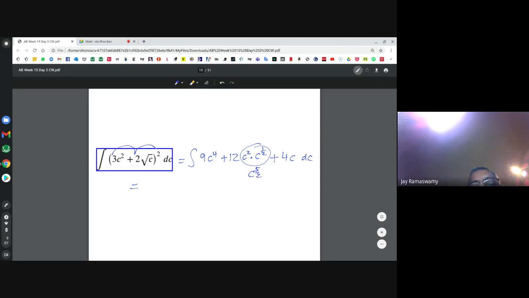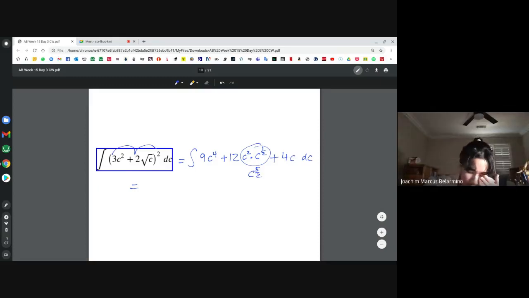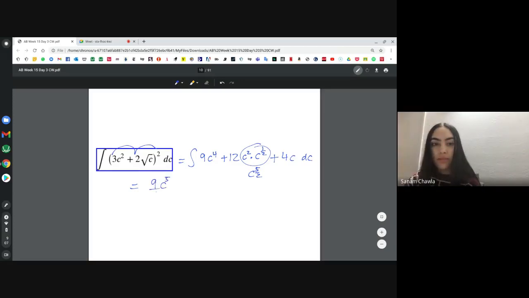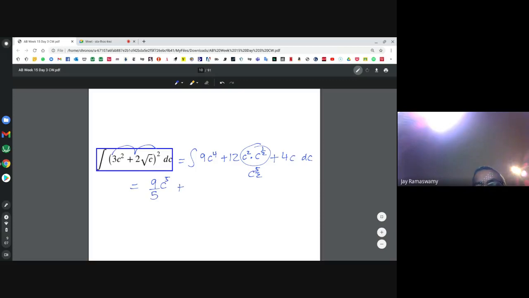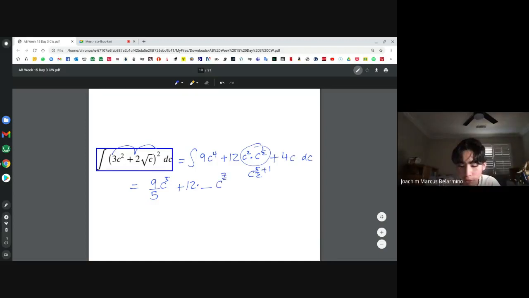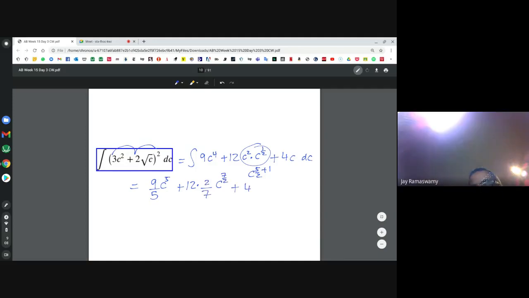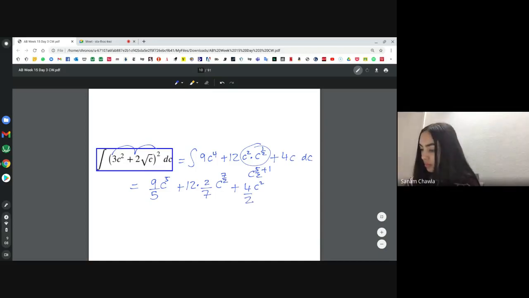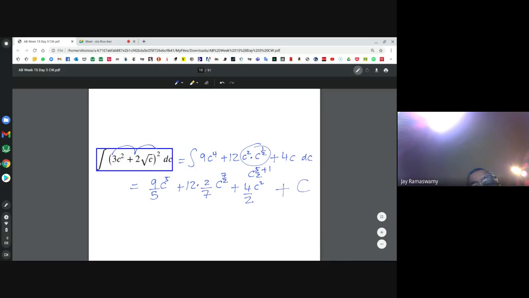And can we now use the power rule? Yeah. I am integrating, so the integral symbol will vanish. So it's 9c to the power of 5, divided by 5, plus 12. I see a fraction, so I'll put a space. Plus 1. Good habits. c to the power of 7 over 2, times 2 over 7. And then finally plus 4c squared over 2. And then very oddly plus c. That's a different c, by the way.